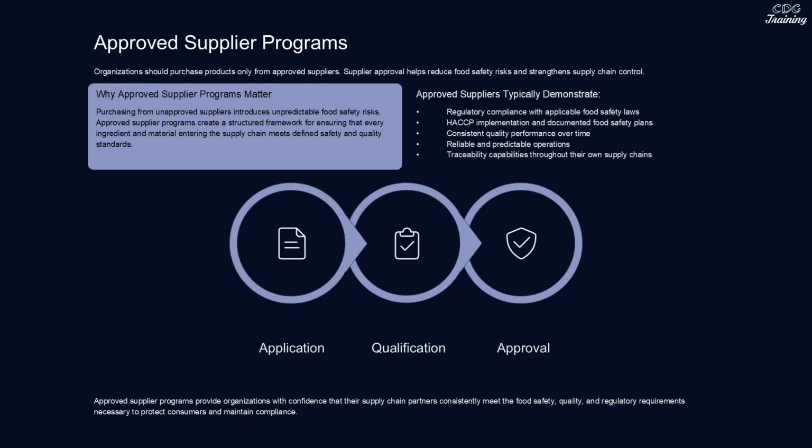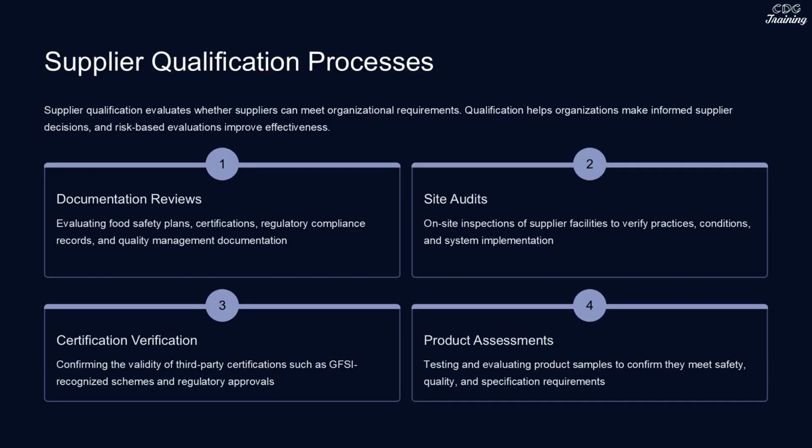Organizations should purchase products only from approved suppliers to reduce food safety risks. Approved suppliers demonstrate regulatory compliance, consistent quality, and traceability capabilities. Supplier qualification involves evaluating whether suppliers meet organizational requirements. This includes documentation reviews, site audits, certification verification, and product assessments to ensure compliance and quality.